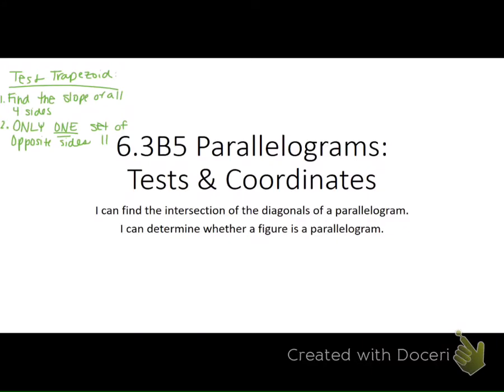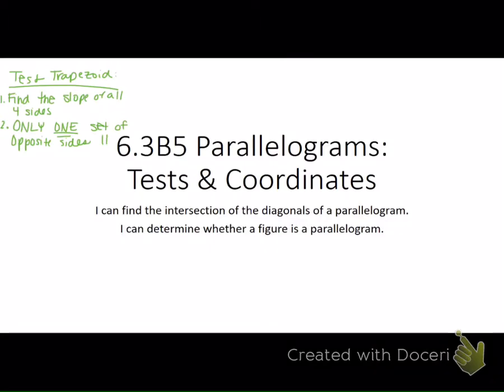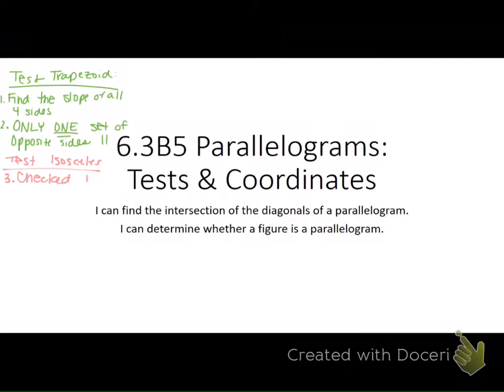So the first thing we did, if we wanted to test if it was isosceles, we had to then check, after doing all of that, if the diagonals were congruent, using distance.